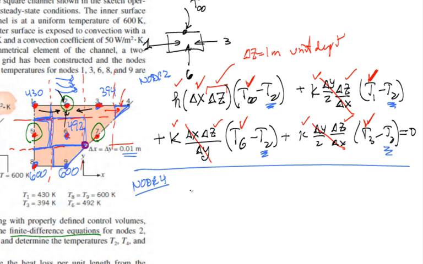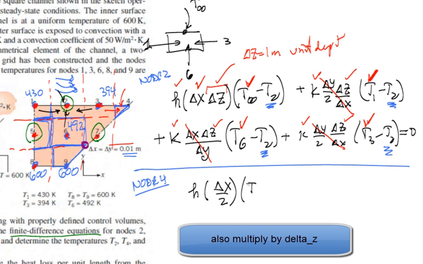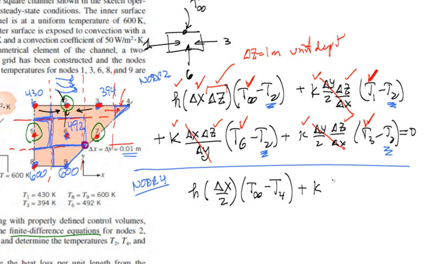So node 4 balance just writes it like this. You've got to get your areas right. H times delta X divided by 2 times T infinity minus T4. Isn't that what's convected in? Okay. Plus K delta Y over 2 delta Z divided by delta X times T3 minus T4. Those equal to 0. Did that work?